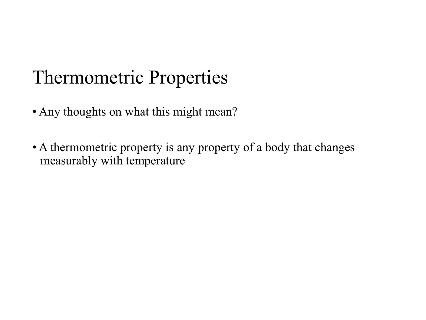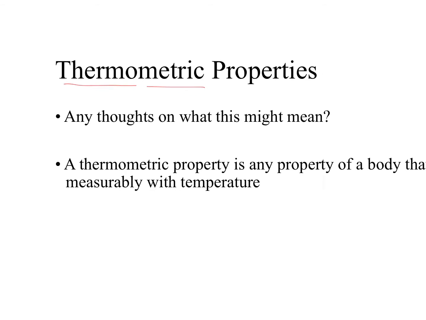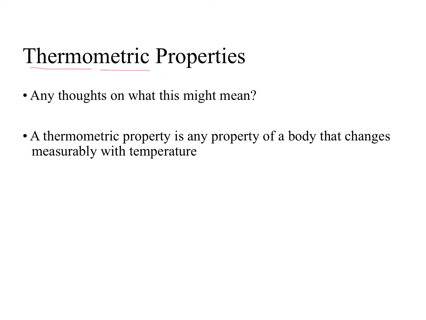You can see the definition here. A thermometric property is any property of a body that changes measurably with temperature. For anybody who's into language or words or anything like that, thermo means something to do with heat, and metric means something to do with measurement. So these are properties that we can actually use to measure the temperature of a body. Again, these properties are going to change depending on the temperature, so we can use those thermometric properties to measure the temperature. Now there's a few of them you need to know.